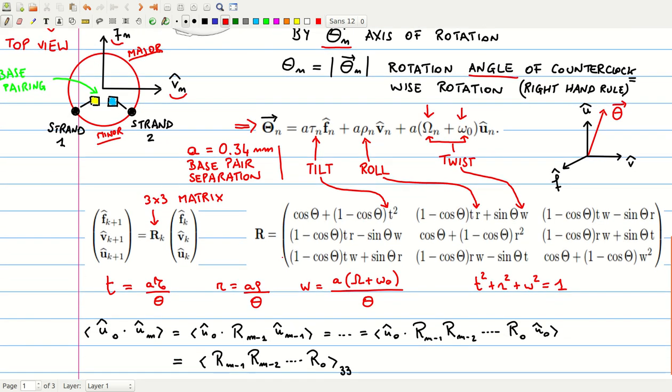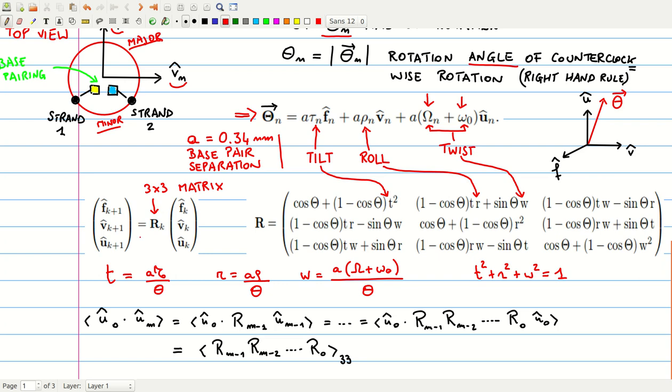The rotation from a triad to the next can also be represented as a 3x3 matrix. As a function of the rotation parameters tilt, roll, and twist, the rotation matrix takes the form shown here. Here we use t, r, w to indicate the tilt, roll, and twist divided by the length of the vector theta. t, r, w are the three components of a unit vector. The sum of their squares is equal to 1.